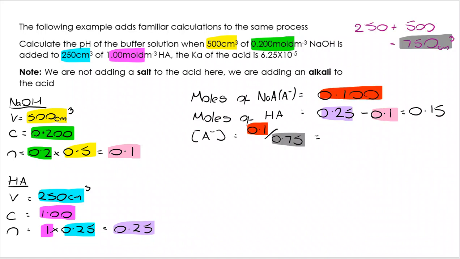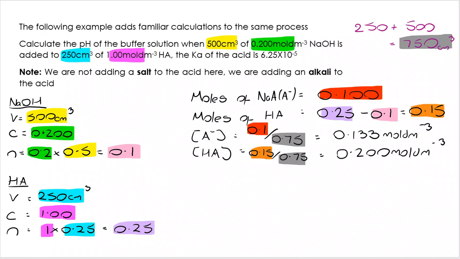My concentration of A- is my 0.1 moles, you can see there, but I'm dividing by 0.75. I've added information up at the top here. This is now the new volume, because I had 500 cm cubed of NaOH and 250 cm cubed of HA. So I've got my new concentration. That is now 0.133 mol dm^-3. I need to do the same with the HA, which is 0.15 that we worked out a moment ago as the number of moles, again divided by the total volume it's now in, which is 0.75 dm cubed.